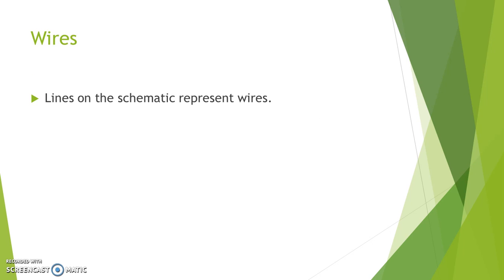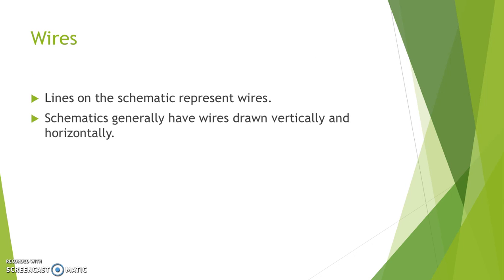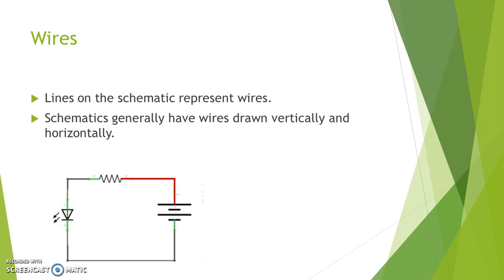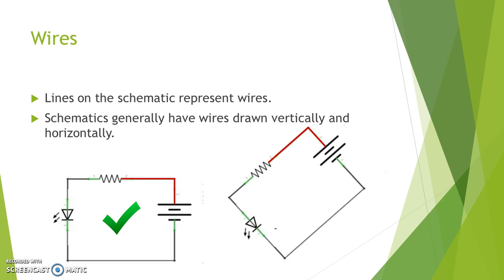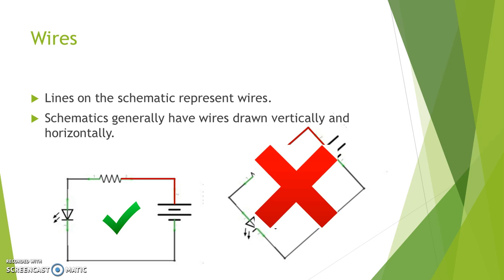So I alluded to wires at the beginning. Lines on the schematic, of course, represent wires. Schematics, whenever possible, have wires drawn vertically and horizontally. So back to our classic case, right? You notice these lines are straight and they're up and down. So that is an acceptably drawn circuit. This, on the other hand, roughly at 45 degrees, is not an acceptably drawn circuit. In general, they should be vertical and horizontal, all the wires, wherever possible.